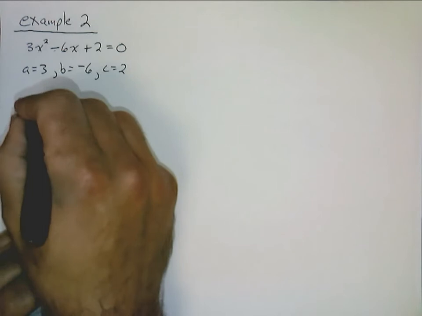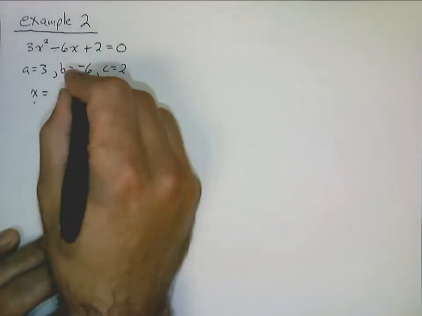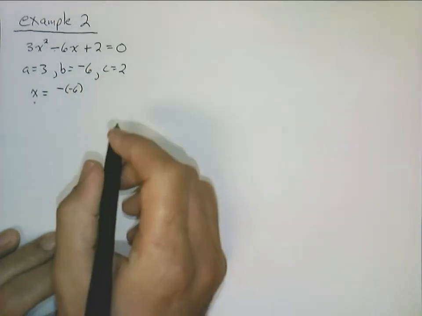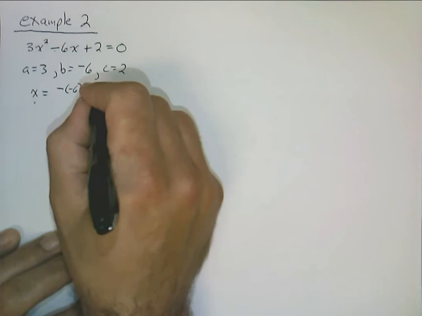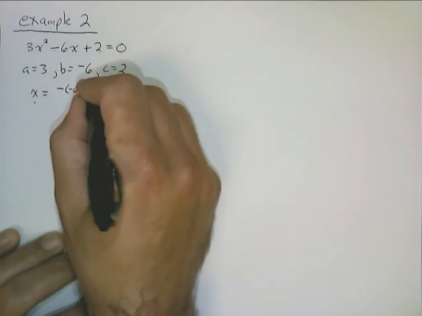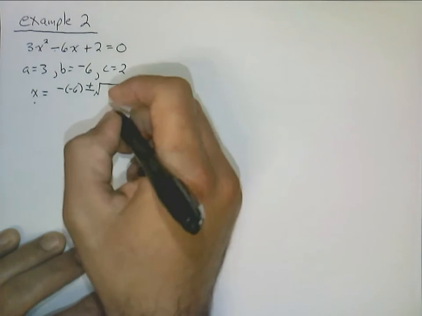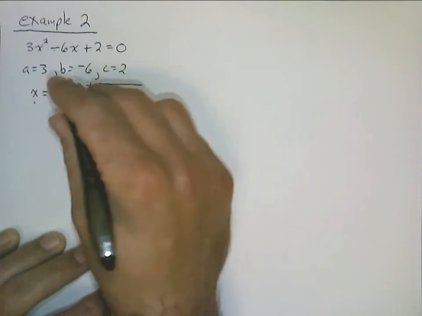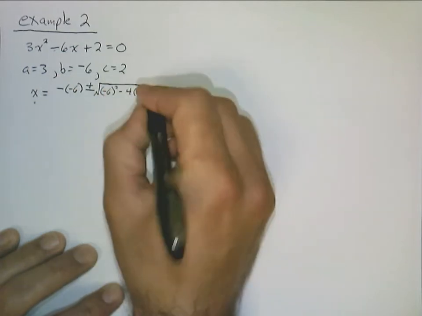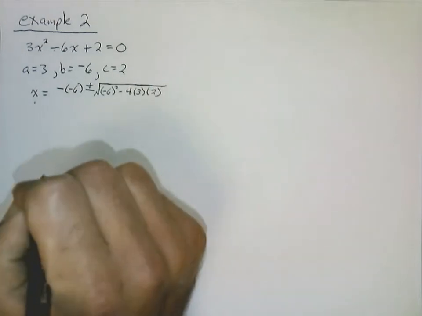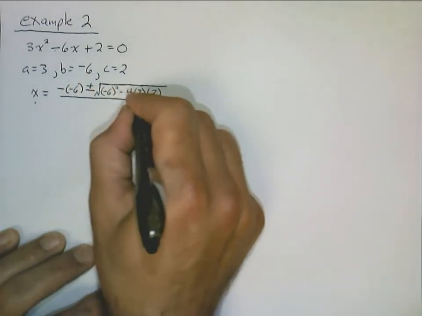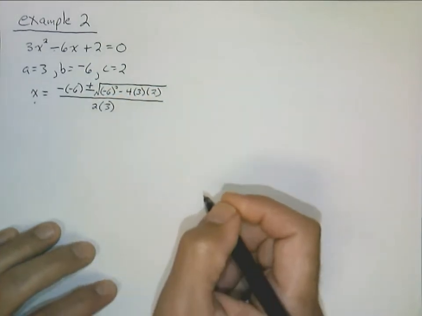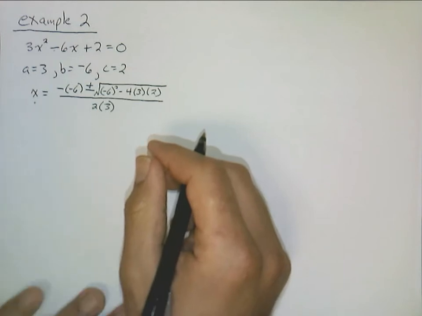So the solutions to this equation are given by x equals negative b. So be careful because it's very easy to lose a negative sign there, especially when b is negative. Plus or minus the square root of b squared minus 4 times a, which is 3, times c, which is 2. All of that divided by 2 times a, which is 3. That's that.